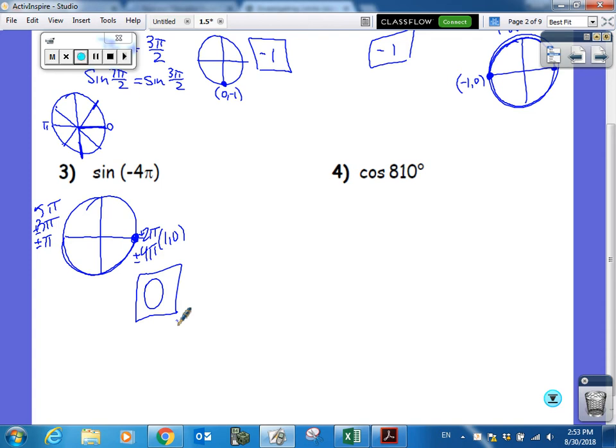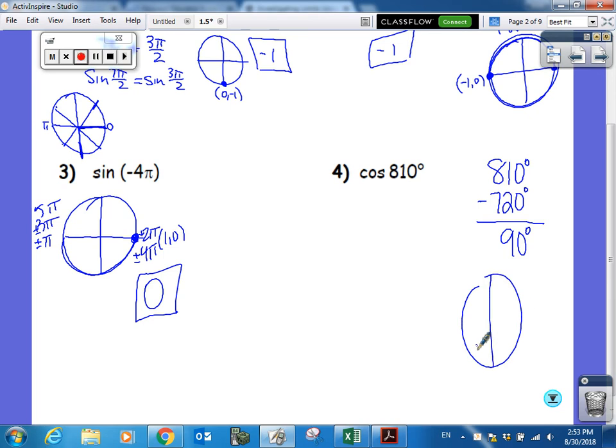810. 810 is way bigger. 810 is at least over 2 times too big. So instead of subtracting 360 and subtracting 360, minus 360 minus 360 is the same as minus 720. I'm just going to go ahead and do 2 rotations at once. When I do that, I get 90 degrees. So again, I look at my unit circle. That's right here. Here's 90 degrees. And it is what? 0. If it said sine of 810, it'd be 1. Looking for either the x or the y value.